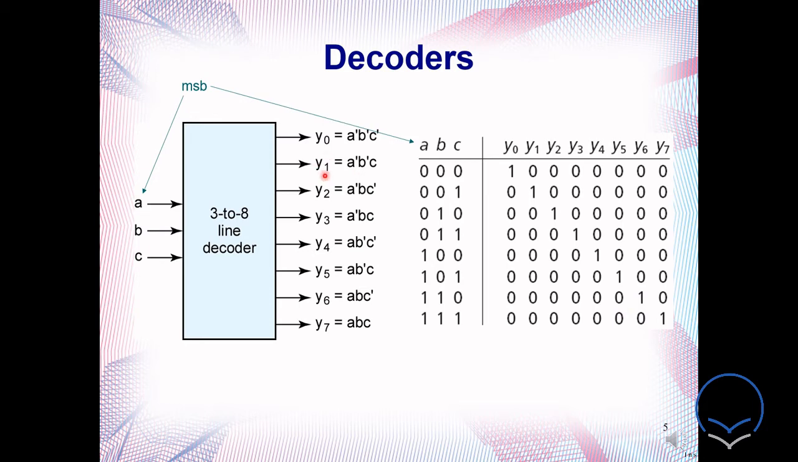So if you write the equation, Y0 equals, so this is your Y0. So it becomes this one: A prime, B prime, C prime. Next one is Y1. It becomes A prime, B prime, C. Something like that for Y7, it becomes A, B, C, that is 1, 1, 1.